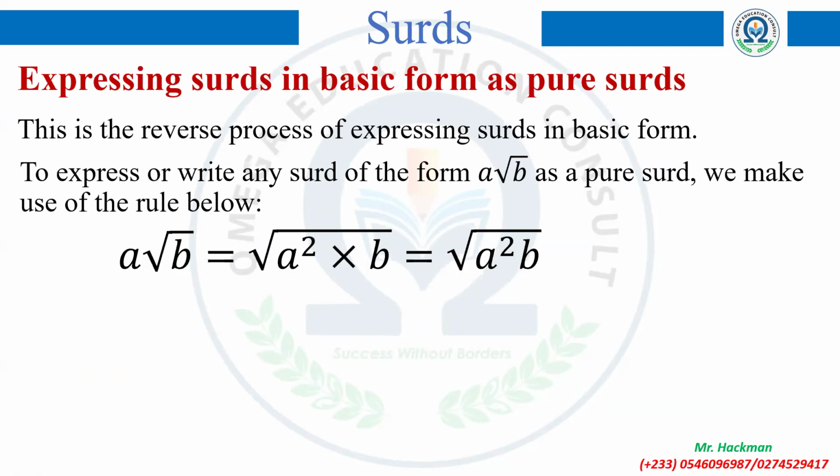This is the reverse process of expressing sets in basic form, so we are reversing the process. To express or write any set of the form A root of B as a pure set, we said the coefficient should be what? Should be 1. Is that not it?